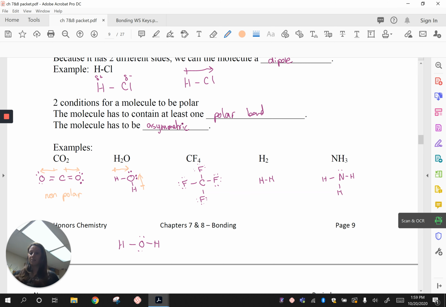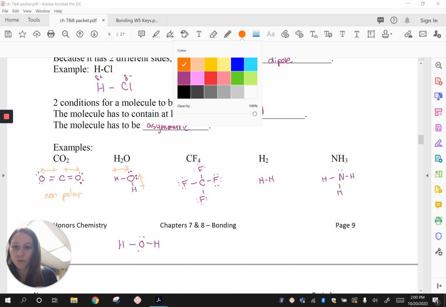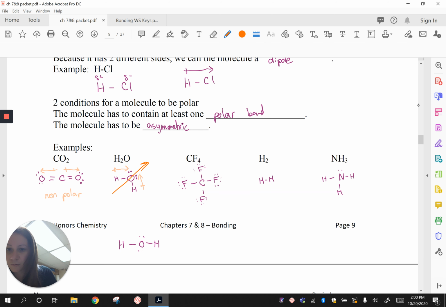So let's see if they cancel each other out. One is going this way, one is going that way. Do they cancel? No, they don't. They sum up to an arrow going this way, up, diagonally, right? So let me show you the sum of where they go. It would look like that, right?